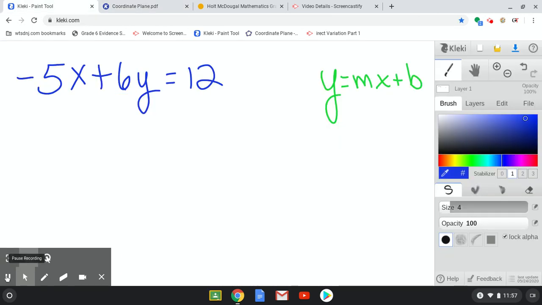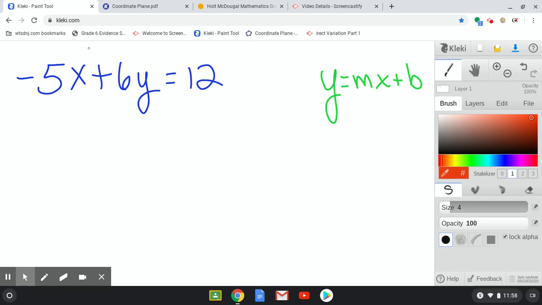Okay, this is the second one on the third worksheet. So again, they gave us an equation to graph. We need to first get it into slope-intercept form. Well, slope-intercept form, y is equal to mx plus b. My x needs to be on the right side, so I need to move that over. All right, so let's go ahead and do that.